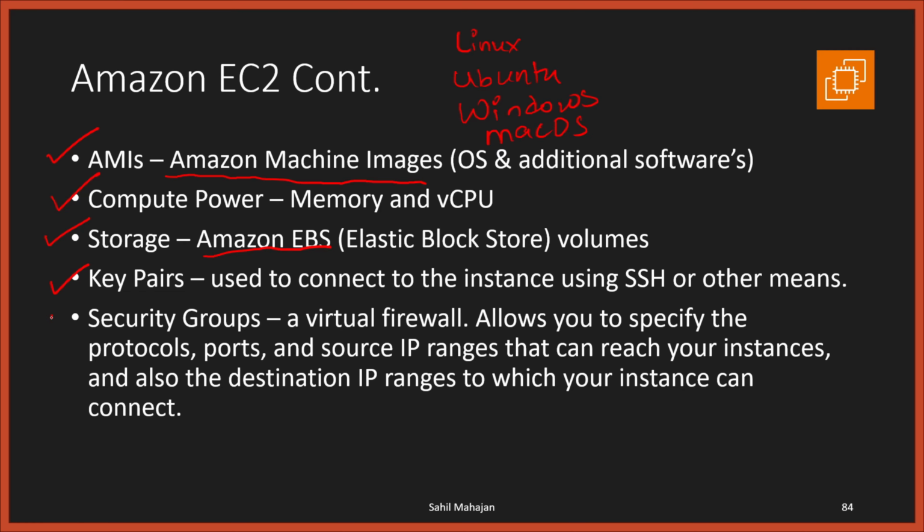And finally, we have security groups, which we are going to dive into in depth. And this is very important. You can think of security groups as a virtual firewall for your EC2 instance. It allows you to specify protocols, ports, and source IP ranges that can reach your instance, and also destination IP ranges which your instance can connect to. So you can think of security groups as a firewall in the cloud. It maintains an allow and deny list. For example, you can deny access to certain ports on your EC2, and you can allow certain ports on your EC2 instance.